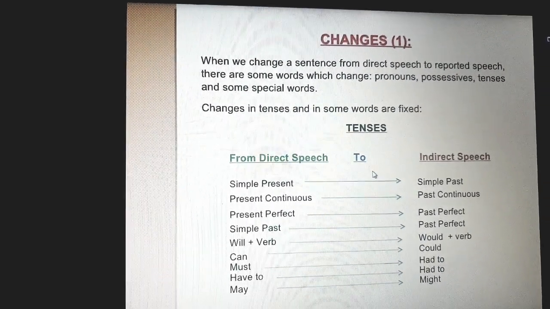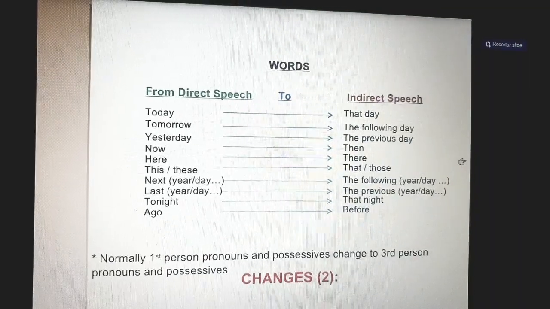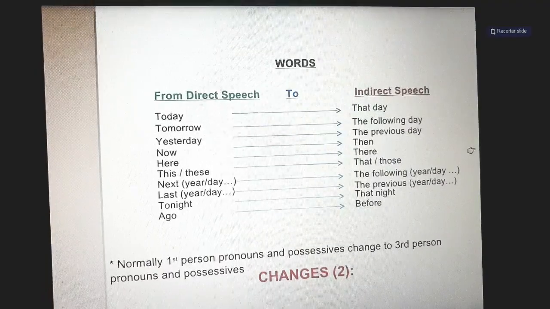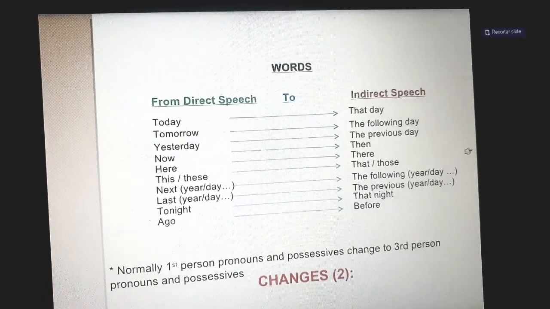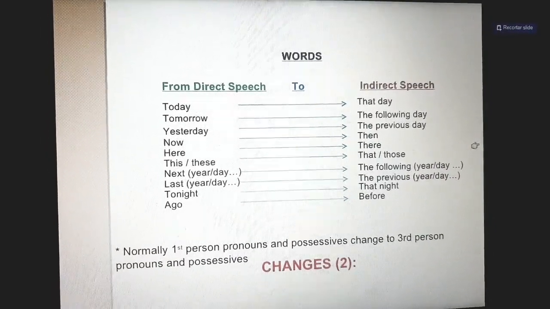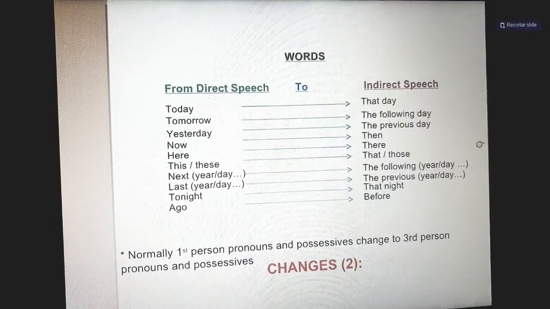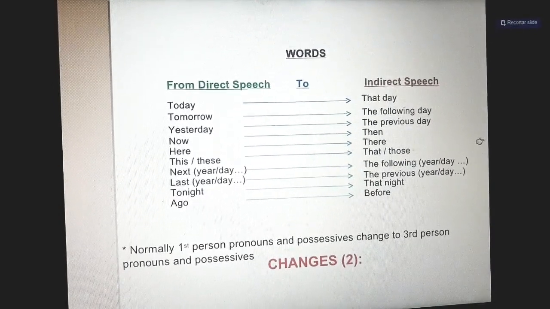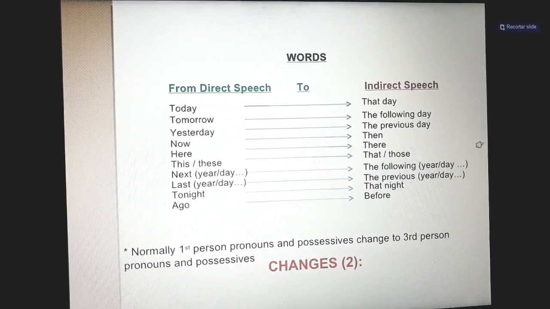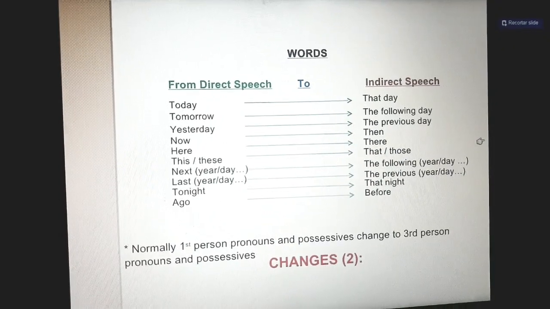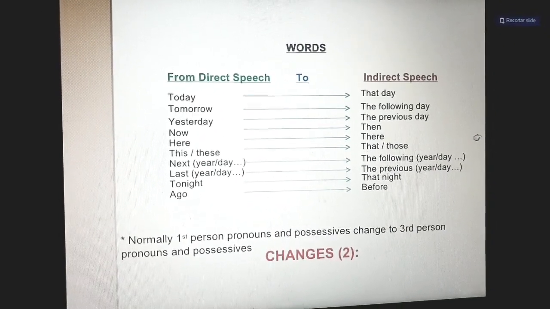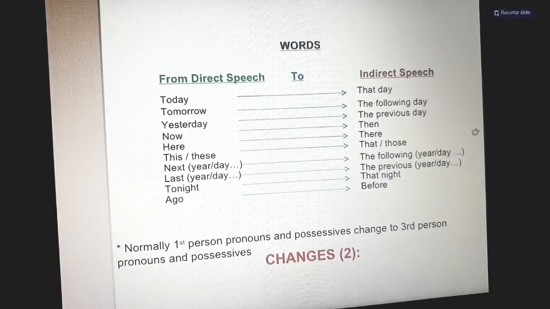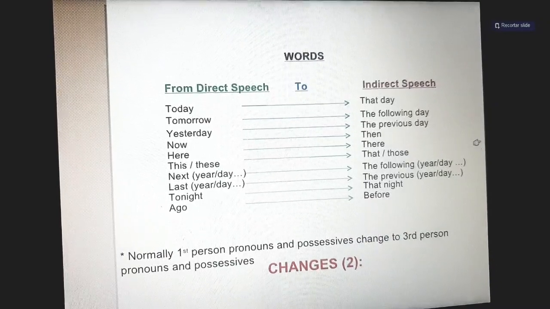Now let's move to time expressions and place changes. As I told you in the previous lessons, we have some time expressions or some words that we should change. When we have them in a direct sentence, we should exchange them with another word in indirect or reported speech. For example: today, that day; tomorrow, the following or the next day; yesterday, the previous day; now, then; here, there; this, that; these, those; next year, the following year; last year, the previous year; tonight, that night; and ago, before. Okay, so also we have changes in the pronouns, and it depends on the sentence or the question that I'm talking about or changing.